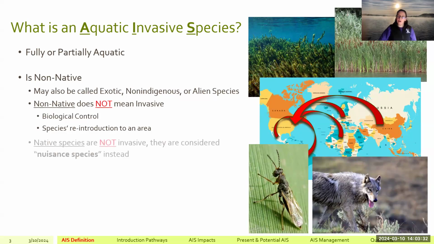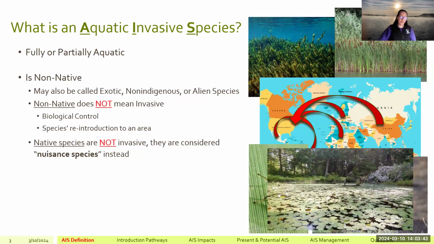There are native species that are somewhat problematic, and these are called nuisance species. And examples of this are the white water lily or pondweed.